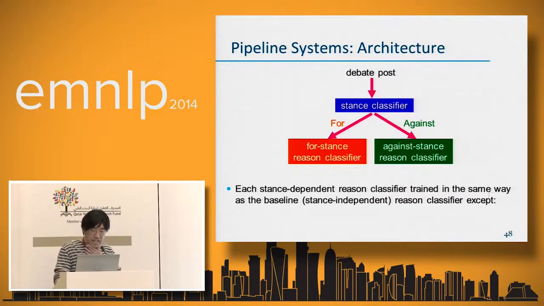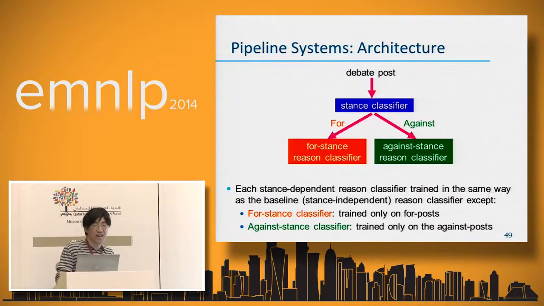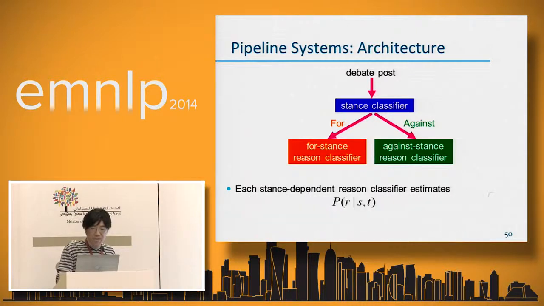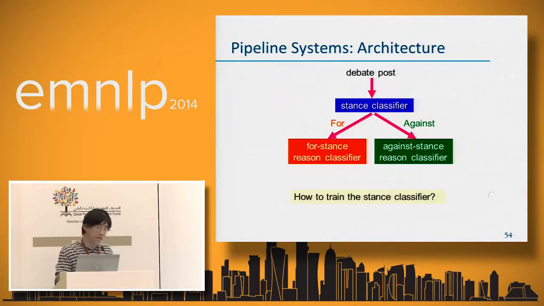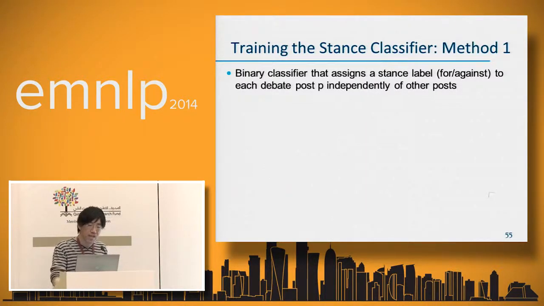These stance-dependent reason classifiers are trained in the same way as the baseline stance-independent reason classifier, except that the for-stance classifier is trained only on the for posts, and the against-stance classifier is trained only on the against posts. In essence, each stance-dependent reason classifier estimates the probability P(R | S, T), where R is a reason label, S is a stance label, and T is the sentence under consideration. Now the question is, how can we train the stance classifier? We employ two different methods. The first method trains a binary classifier that assigns a stance label, which can be for or against, to each debate post P independently of the other posts.